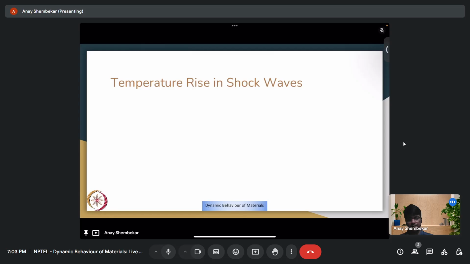So, temperature rise in shockwaves. We have seen that shockwaves typically have a very sharp pressure front, the shock front, which is very thin, that passes through the material. When it passes through a material, it compresses the material very rapidly. Because the shock front is thin and the pressure differential is very high, you can think about the material being compressed very rapidly into a very small volume. So this is the outline of what was discussed in this week's lectures.